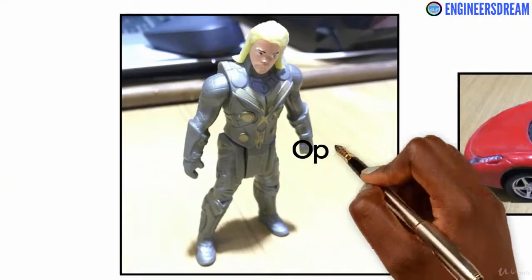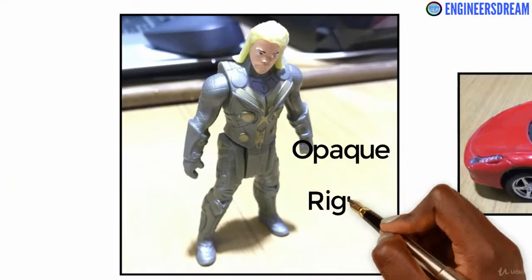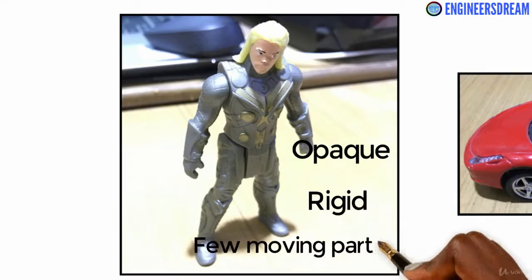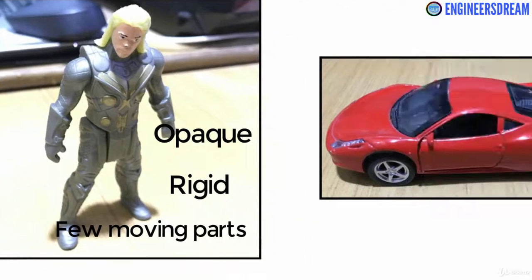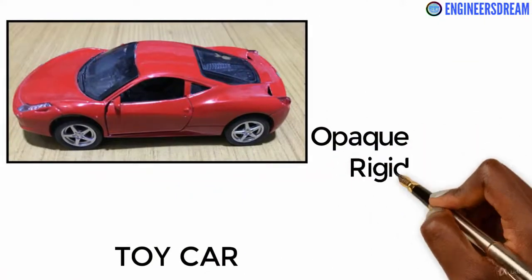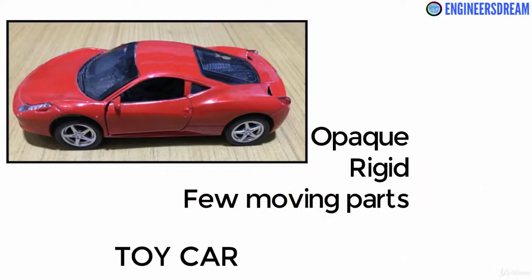Now, this action figure model which I have is opaque, that is, you cannot see through it, it is rigid and it has few moving parts. The arms and legs of this action figure can be moved, but they can only move if any external force is applied to it, that is, if I move them manually. Similarly, this red car which I have is also opaque, rigid and it has no moving parts.